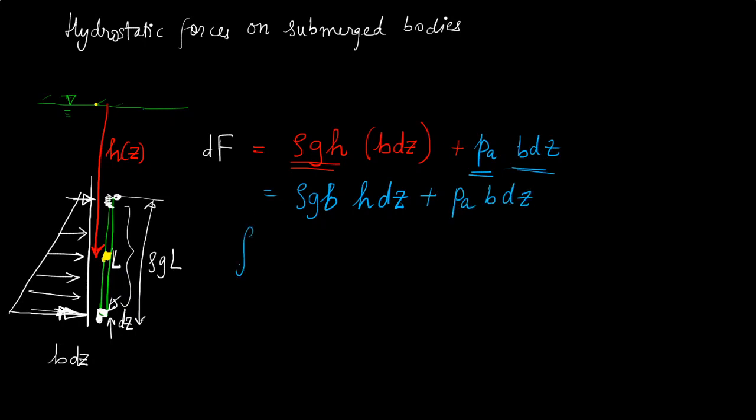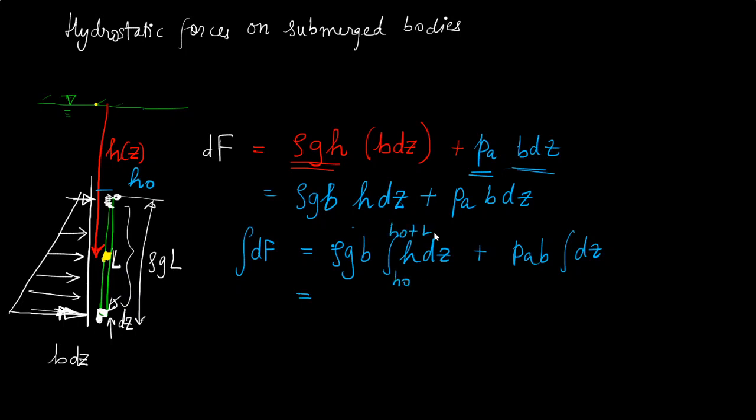Let me now integrate the differential force to find the total force. It will be rho g b integral h dz plus PA times b integral dz. But z will vary from whatever this height is, let me call this height h naught, to h naught plus L.